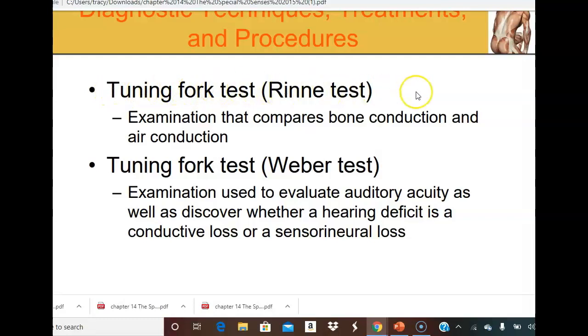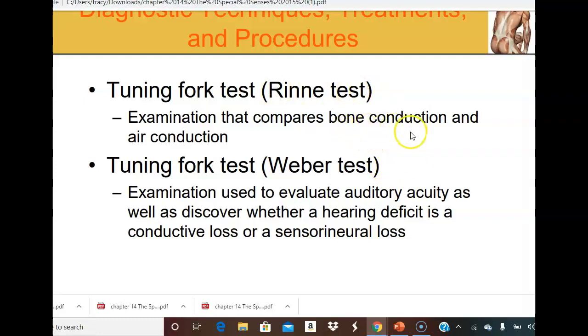There are different types of hearing tests that you can use. There's something called a tuning fork, and those of you that have a music background might know that you can actually use different tuning forks for different pitches. And so there's a test that you can do with a tuning fork. There's one called the Rinne test and one called the Weber test.